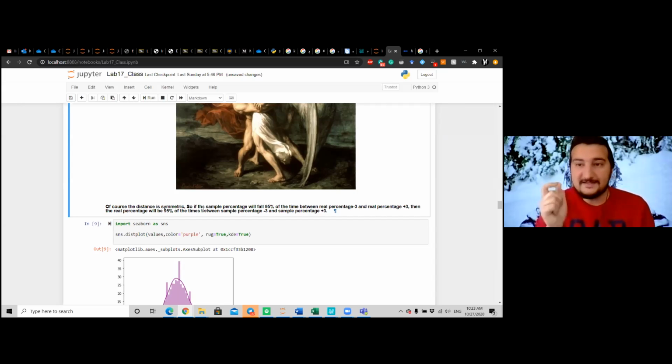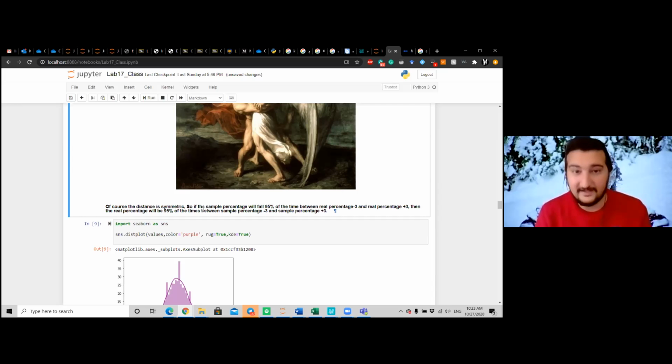So this might sound a little confusing for the first 2 or 3 times that you read it, but notice that we are basically replacing our perspective on the problem. In the first one, we are still in the God mode. We know the real percentage and we are interested in the sample percentage. In the second part, we are in the man mode. We know the sample percentage and we are interested in the real percentage.